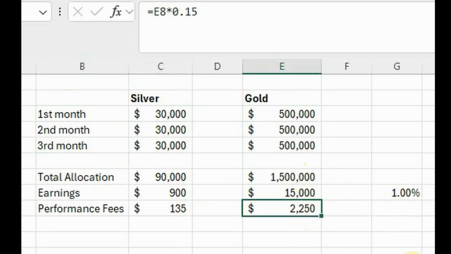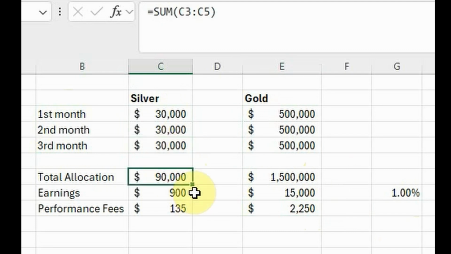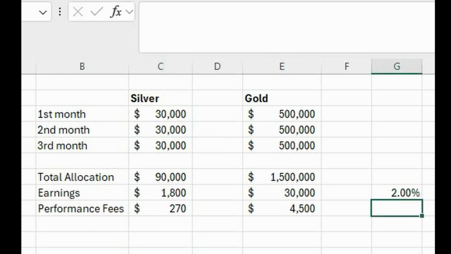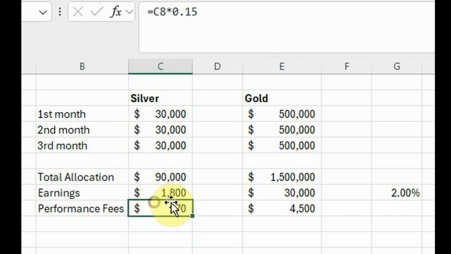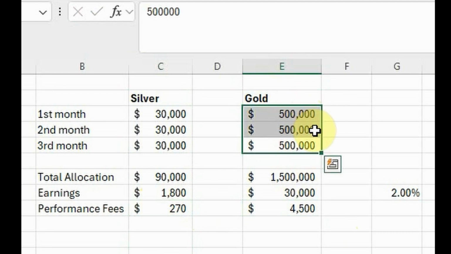Your performance fees would be €2,250. On silver, let's say you hit the minimum allocation 3 months in a row, you end up on 90,000 allocation. Your earnings at 1% return would be $900. Then your performance fees, 15% of the earnings, would be €135. If you've got a live funded account, you would also earn money from your own trading in that same account. Let's say you average 2% return per month, you'd be looking at €270 on the silver package, or €4,500 on the gold if you got the absolute top earnings allocation 3 months in a row.